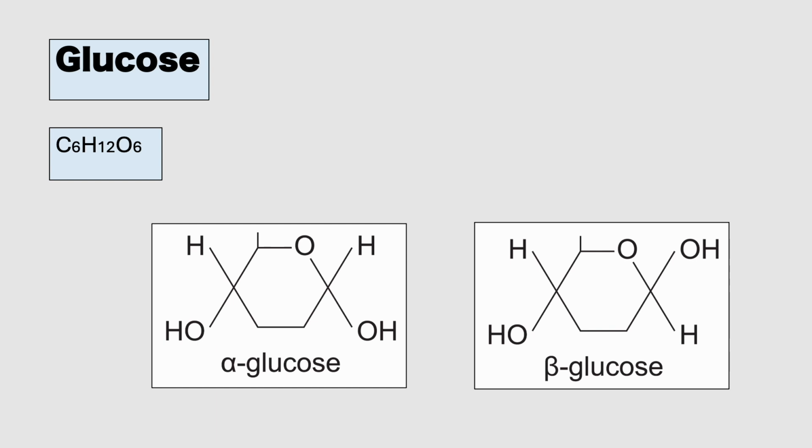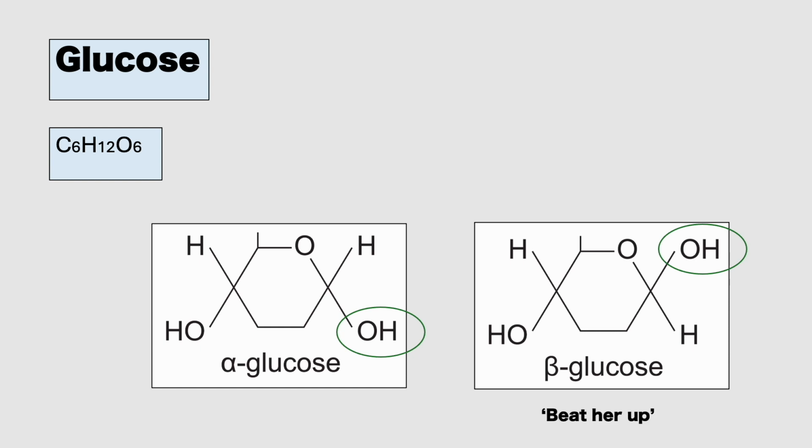Glucose has two isomers, alpha glucose and beta glucose, and you have to be able to distinguish these structures from one another. The difference is, in the alpha isomer, the OH group points downwards, and in the beta isomer, the OH group points upwards. The way I remember this is with the phrase beta up, a bit violent, but there we go.